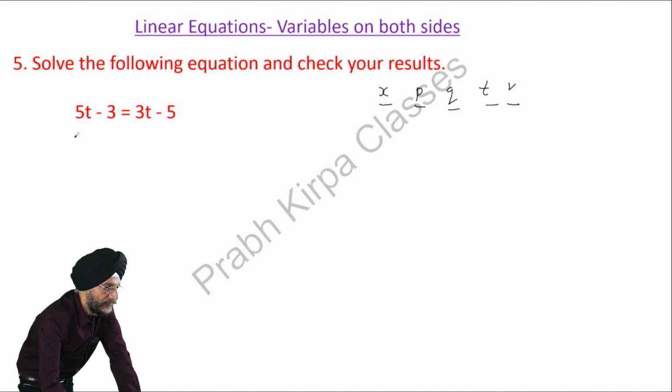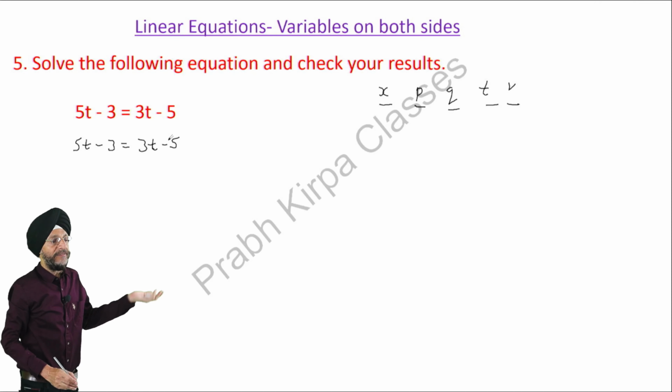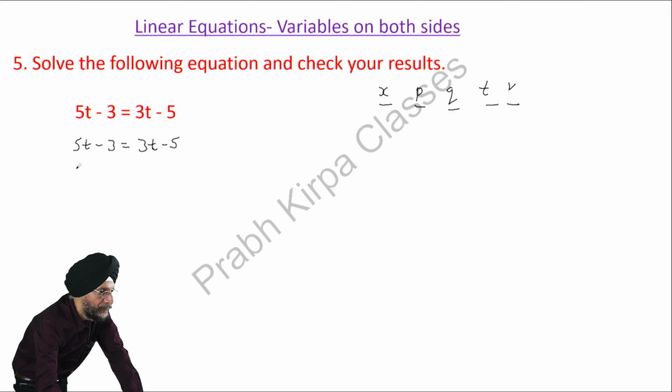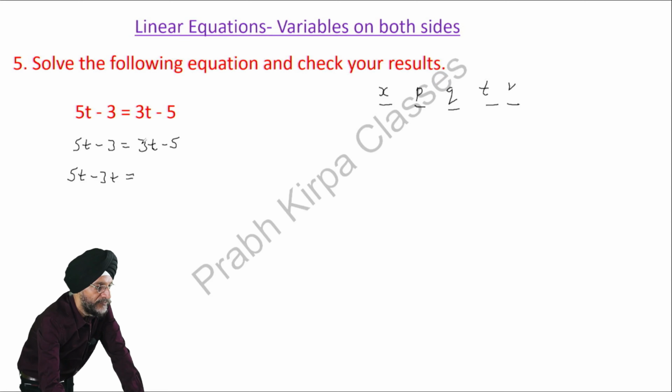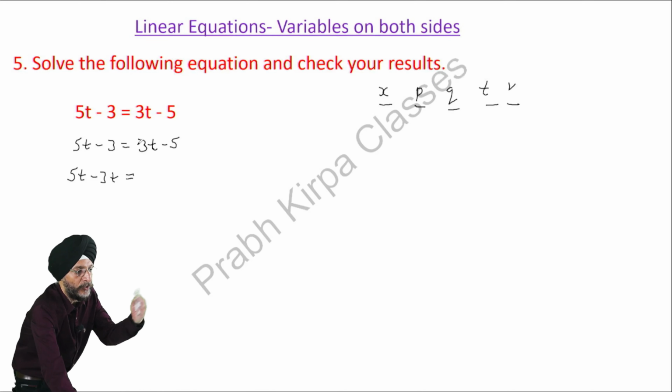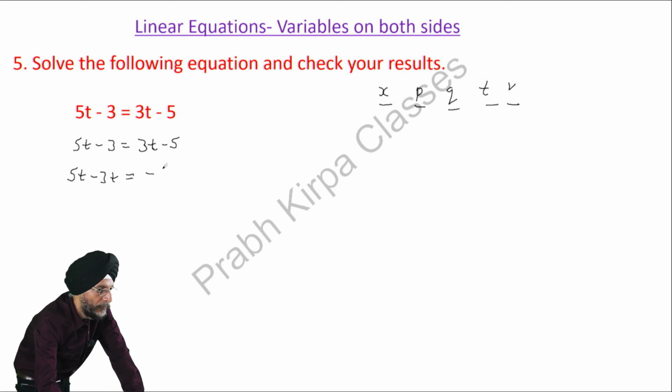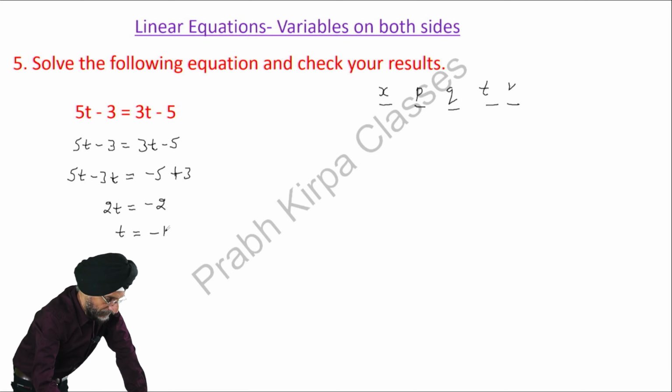So here we will take the numbers which have variable on one side, that is on the left hand side. We will take the variable numbers 5t minus 3t because it is the positive number on right hand side, and when taken to the other side it becomes negative. So minus 5, this is minus number, so when it takes to the other side it becomes positive. 5t minus 3t, it becomes 2t is equal to minus 5 plus 3, it becomes minus 2. So the value of t is minus 1.